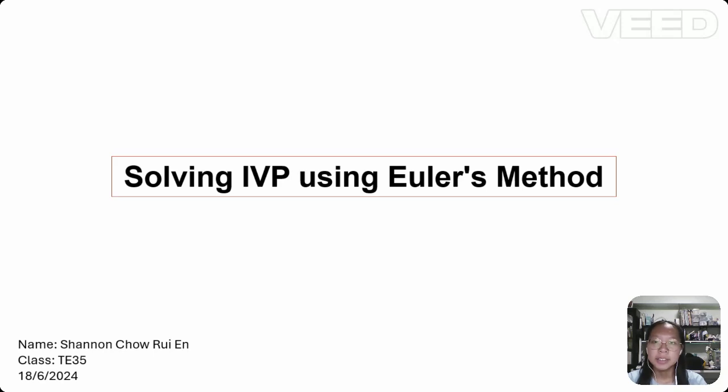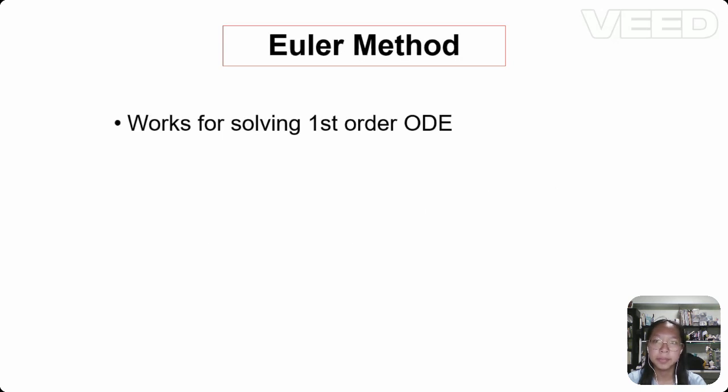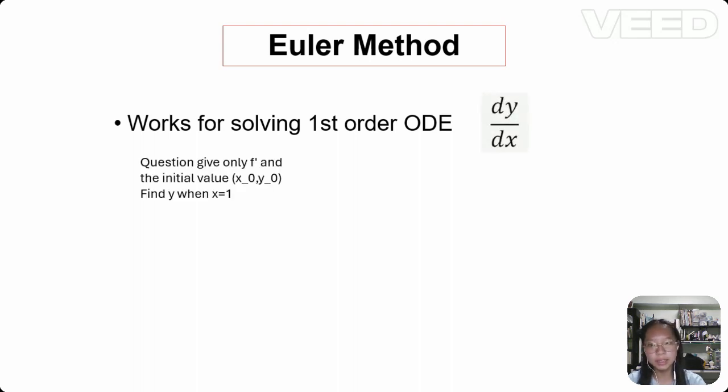Hi, my name is Shannon, and today I'll be talking about what Euler's method is, how to solve initial value problem using Excel spreadsheet, and the approximation error from Euler's method. Euler's method works for solving first-order ordinary differential equation, which is the dy/dx.